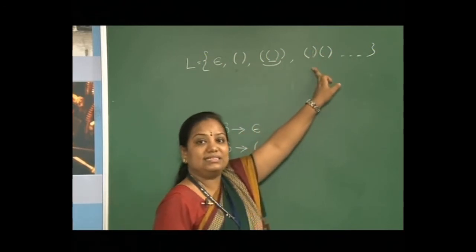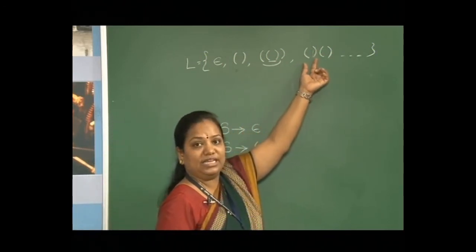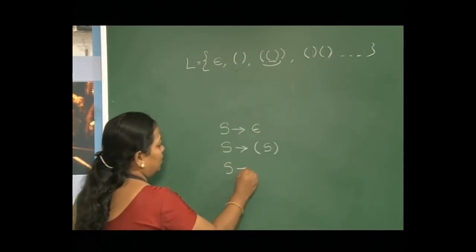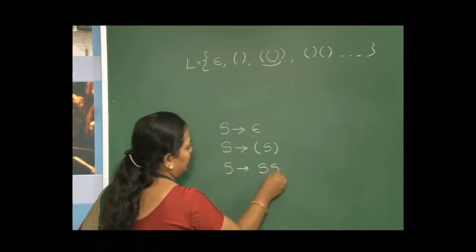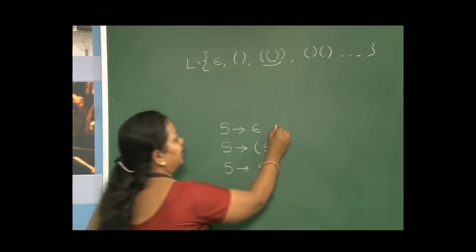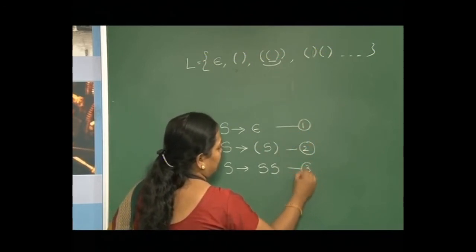What if the parentheses are in sequence? I must have one opening and closing followed by another opening and closing, for which I must write one more rule, that is S tends to SS. So, these are the three rules needed in order to balance the parentheses.